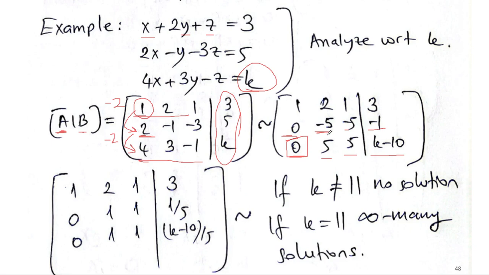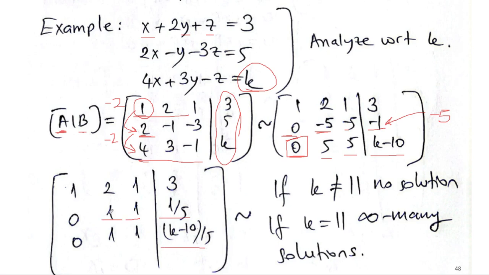Now, as you notice, you can simplify this second row because it is minus 5, minus 5, minus 1. So if you divide the second row by minus 5, or you can say you multiply with 1 over minus 5, these two terms will become 1, 1, and 1 over 5. And then similarly, this last row is actually 1, 1, k minus 10 over 5.